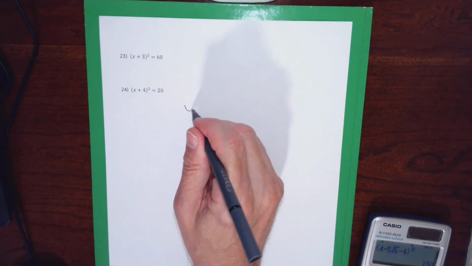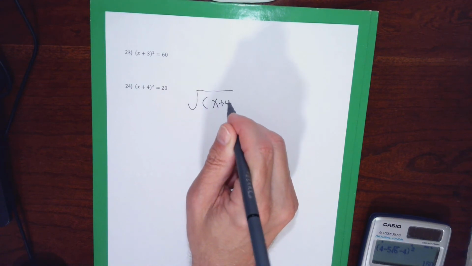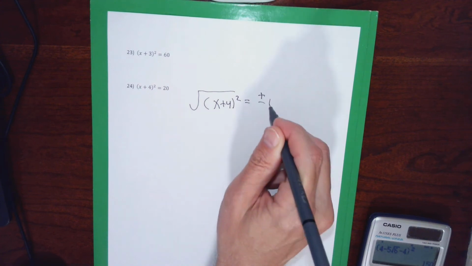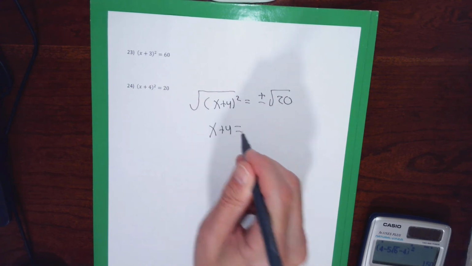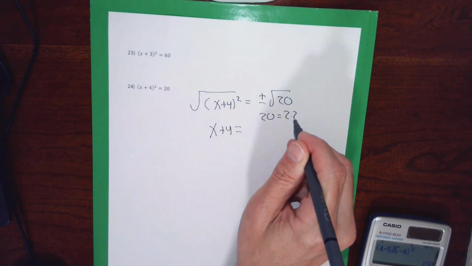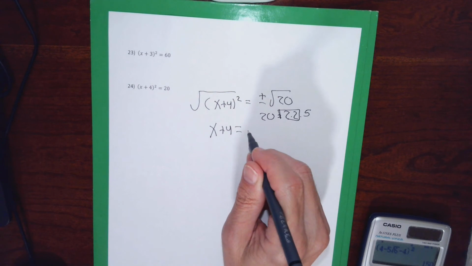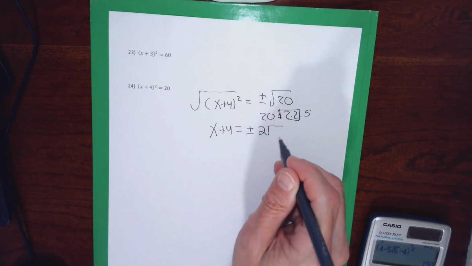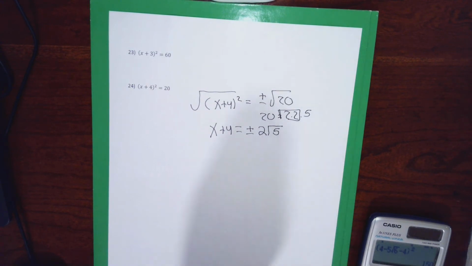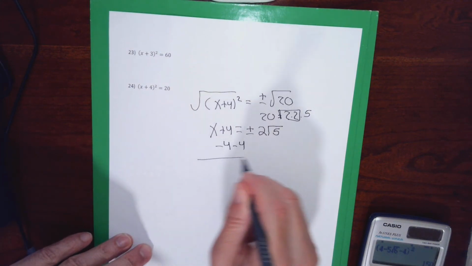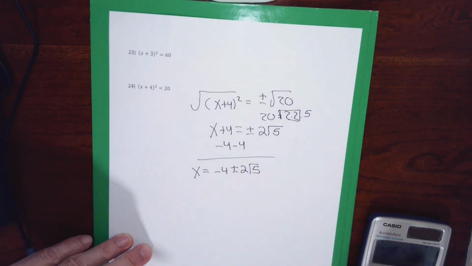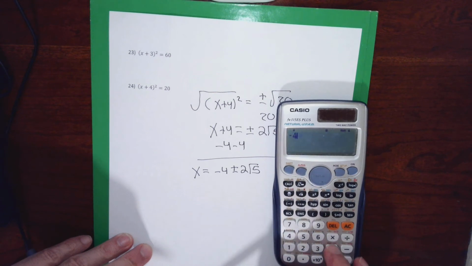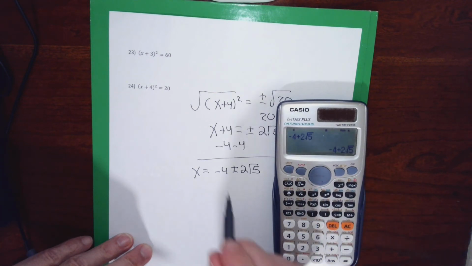For 24, square root, plus or minus square root. The left-hand side reduces to x plus 4, and the prime factoring for 20 is 2 times 2 times 5. So on the right-hand side, after the plus or minus sign, I'm going to get a 2 outside the radical, and under the radical, a 5. And now I'm going to minus 4 from both sides, and write x equals minus 4 plus or minus 2 square root of 5, which I wouldn't make into two problems, because minus 4 plus 2 square root of 5 doesn't reduce. So this is the best answer.